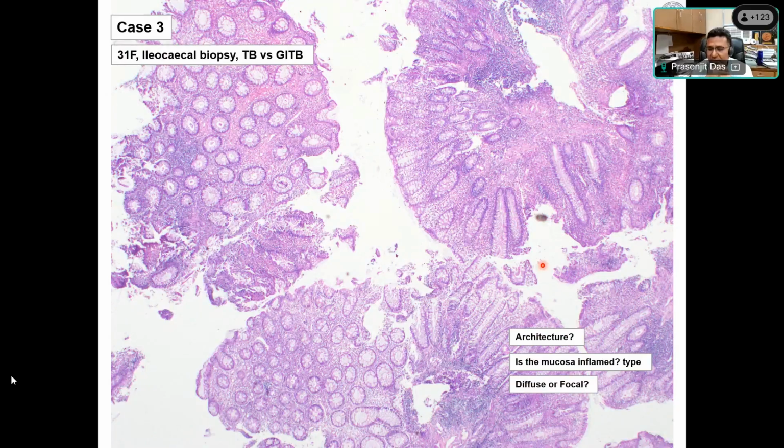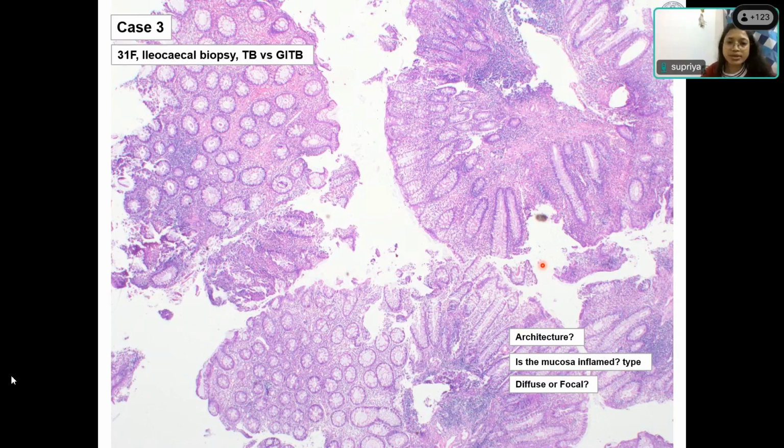The first feature is architecture. Then you have to decide if the mucosa is inflamed or not. Then you have to see if these changes are focal or diffuse. So you have to follow this chronology, this sequence, in all cases. So please tell accordingly.